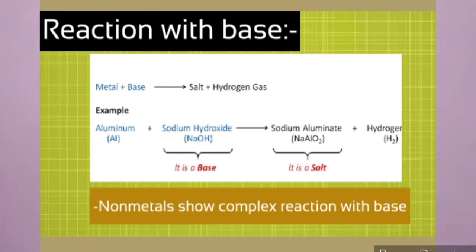Fourth is the reaction of metals and non-metals with bases. Whenever a metal reacts with a base, like we have taken the metal aluminium and the base sodium hydroxide, a salt is formed, sodium aluminate, and hydrogen gas is released. When we talk about the reaction of non-metals, it is a very complex reaction, so we need not go into detail about this. Only what we should know is that both metals and non-metals show reaction with the bases.